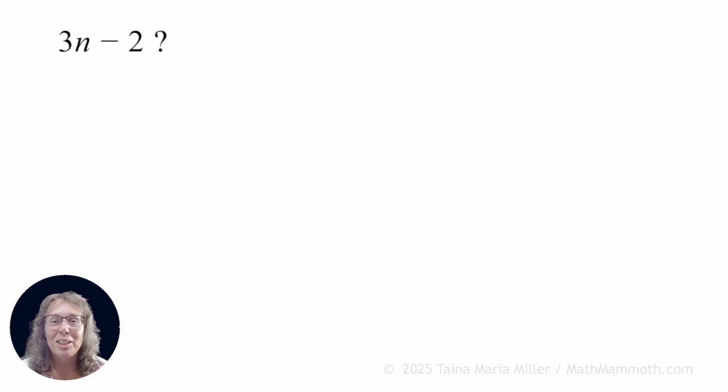Lastly, a question the other way around. For 3n minus 2, if that is the formula for a growing pattern, what kind of pattern could it be? Make up one.